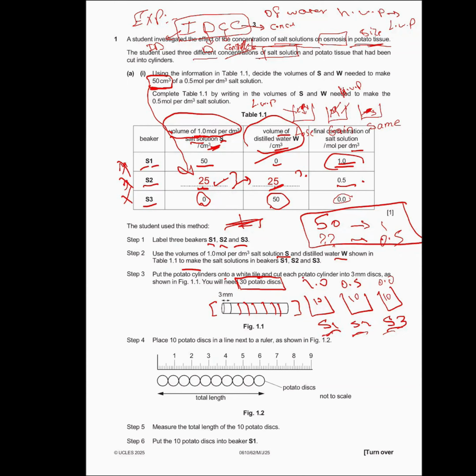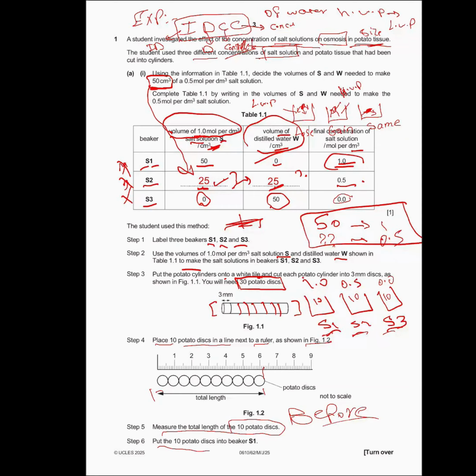Before you add them, you have to align all the 10 potatoes together and take the readings. Let's say that this one is 6.2. Place the 10 potato in a line next to a ruler as shown in the figure. Then take your measurement. Measure the total length of the 10 potato discs before you add them into the beaker.